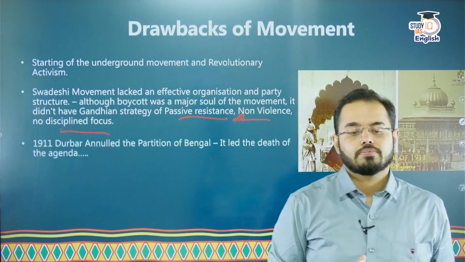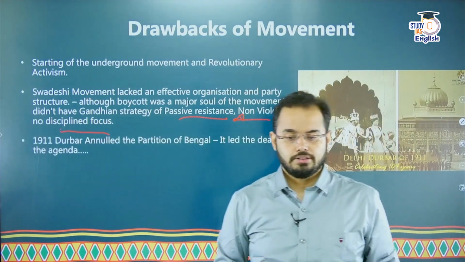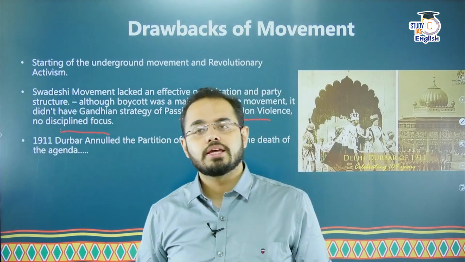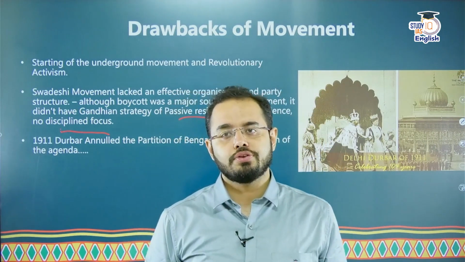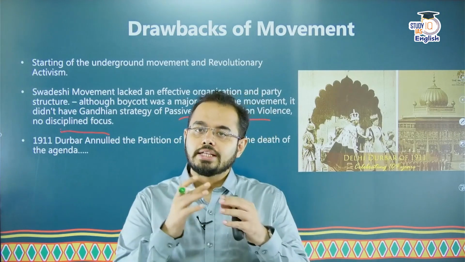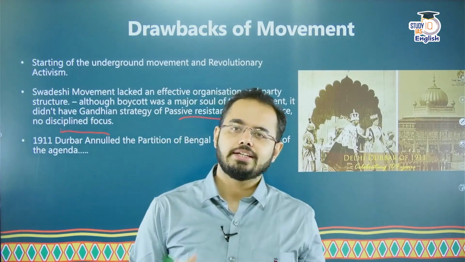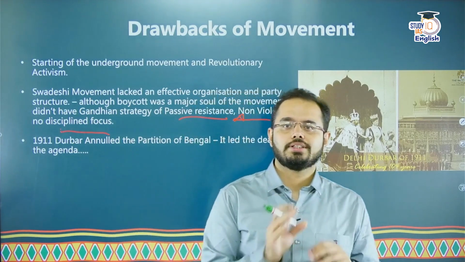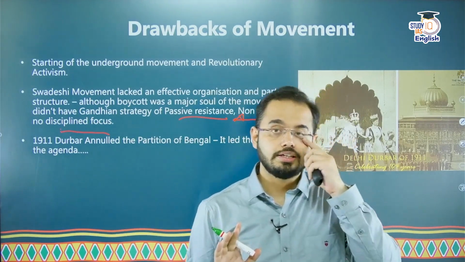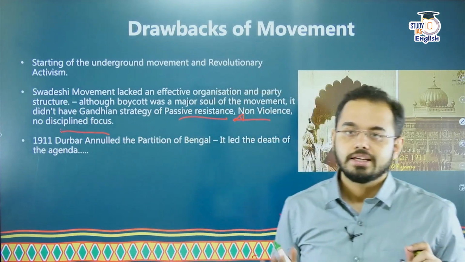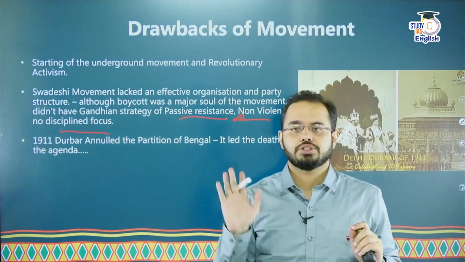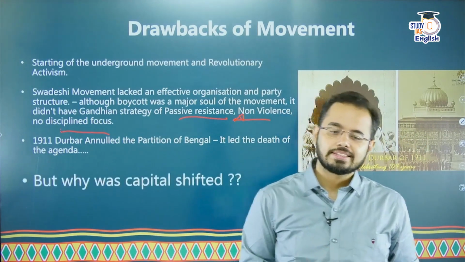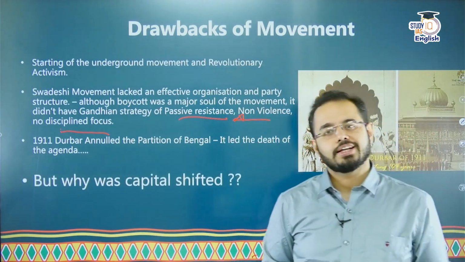And lastly, the 1911 Darbar. Here is the picture of the 1911 Darbar, where the King of England, King George V, came to India and cancelled the partition. He said that no more partition. The whole reason why Swadeshi movement started, the reason petered out, or the reason was cancelled. He said that Bengal will not be partitioned now. That was one thing that he did. And the second thing is that he shifted the capital itself.